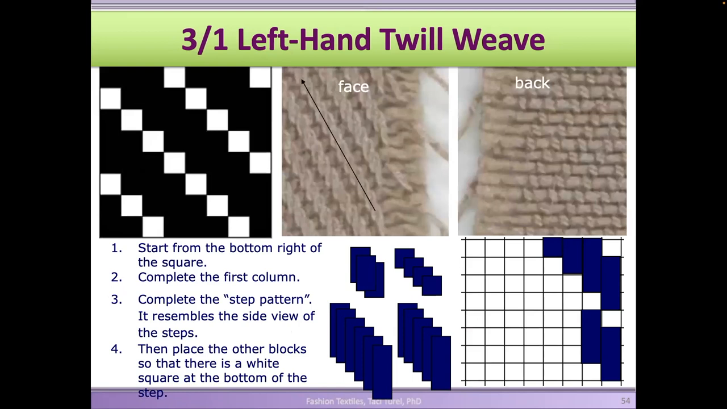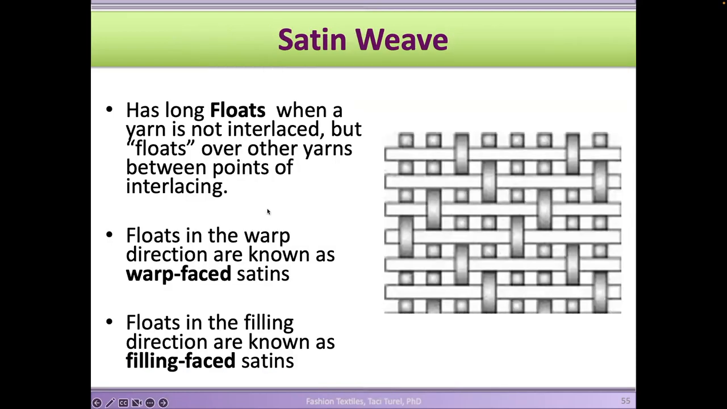This is a 3x1 left-hand twill. Satin fabrics are kind of similar to twill, except they don't shift just one yarn, so you don't really see any diagonal lines, and you see a lot of floats. And when I say floats, these are long yarns that are not interlacing for a long time.